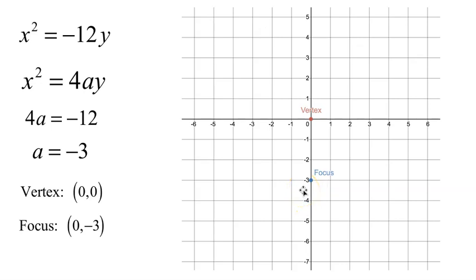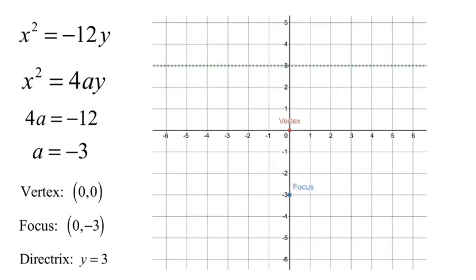So we need to figure out what the directrix is. Remember, the points on the parabola are equidistant from the focus and the directrix. We'll notice the focus is 3 units away, 1, 2, 3 from the vertex. So the directrix has to be 3 units away from the vertex. The directrix will be up here. It will be the line y equals 3. So we can see that.